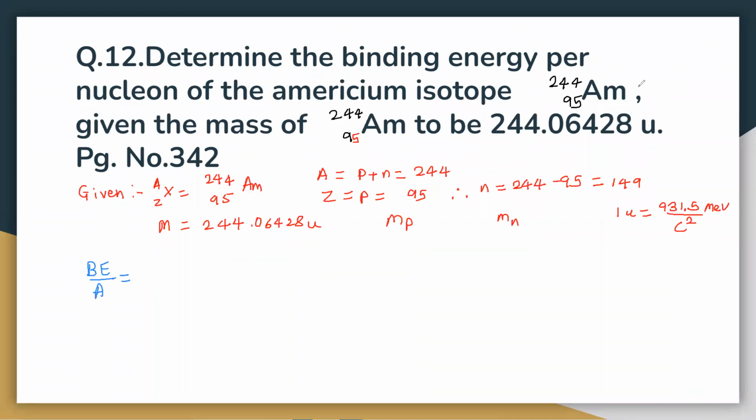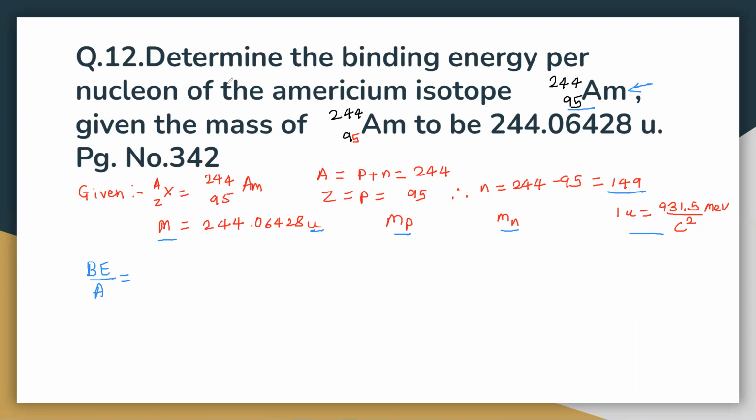So here in the question only it is given 244. 244 is nothing but what? It is A, and Z is 95. So we can find out the number of neutrons. Number of protons is given, that is 95, and number of neutrons we can find out from mass number and atomic number, which is 149. Then total mass of the americium nucleus is given in terms of U. Mass of proton and mass of neutrons are constant values, which we will substitute, and 1U, 1 atomic mass unit, we can convert in terms of mega electron volt by this relation.